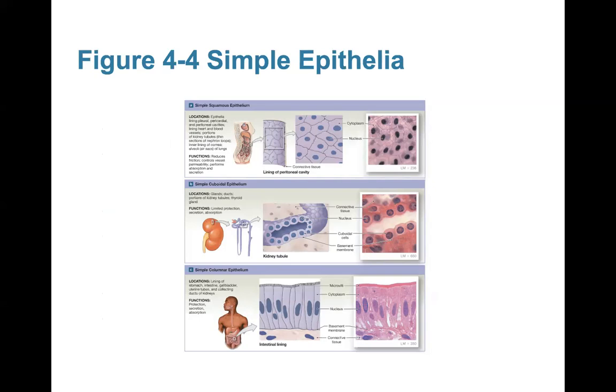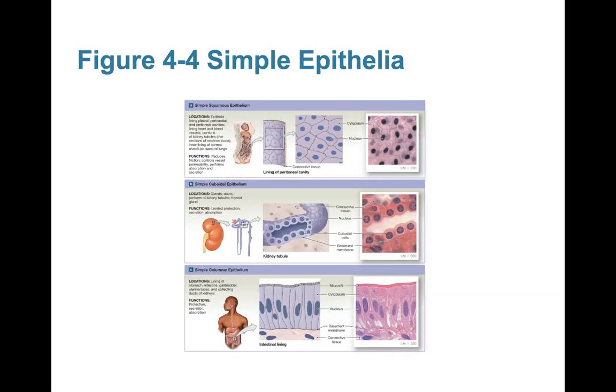The main function of simple squamous epithelium is to reduce friction, also controls vessel permeability, which means allowing things to pass through, and performs absorption and secretion. You do want to know the functions of each type of tissue.